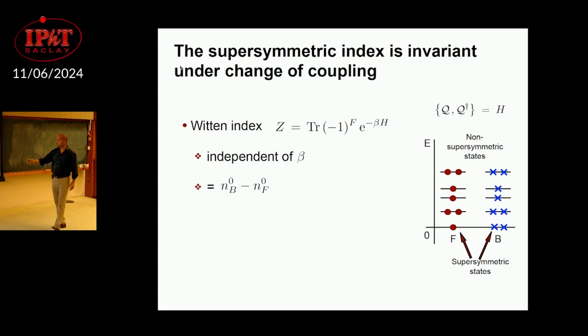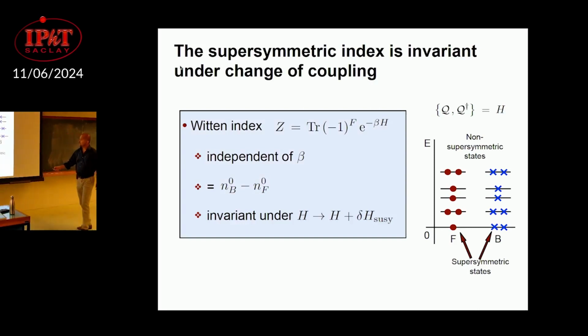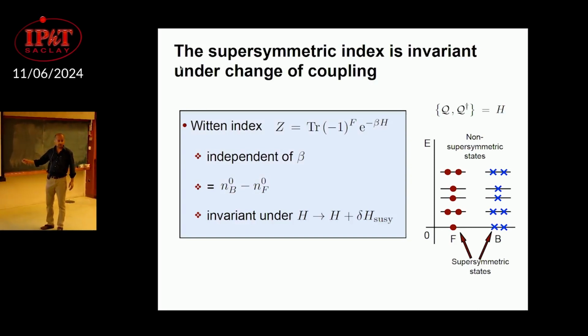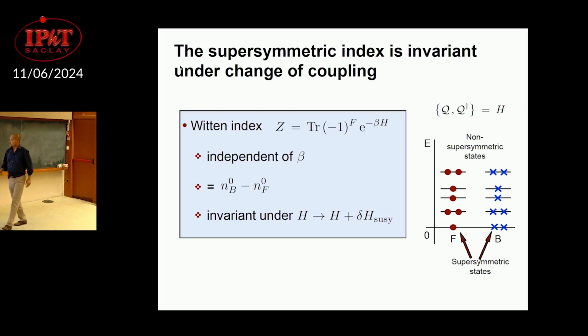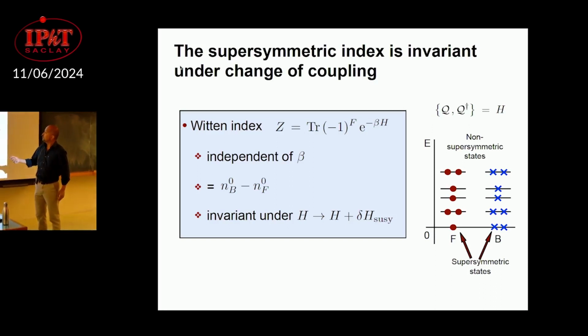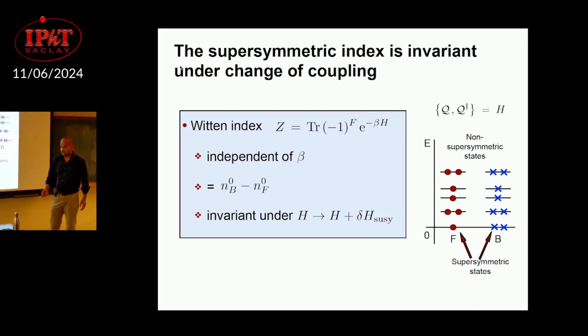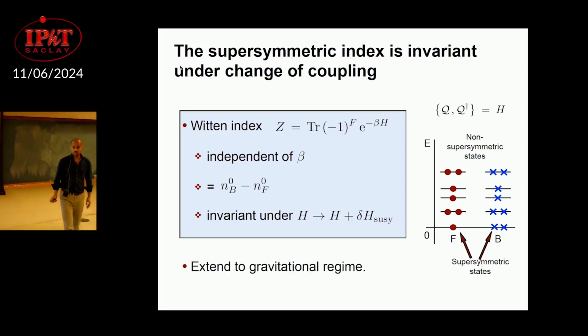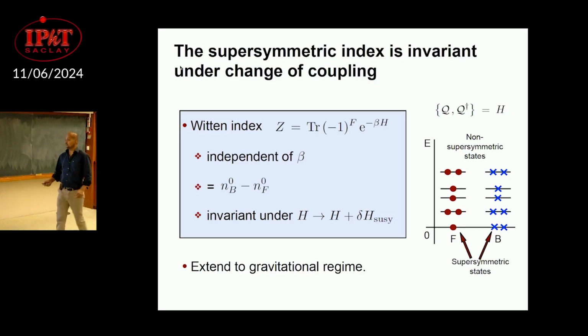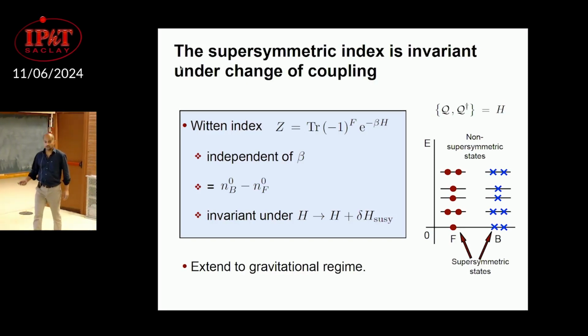Okay, and it reduces to the number of bosons minus the number of fermions, the unpaired states at 0 energy. The same argument also tells us that this index is actually invariant under any deformation of the Hamiltonian, as long as this deformation is supersymmetric. Because any supersymmetric deformation will always change the spectrum in pairs, this argument stays exactly as it is. Now, what we want to do is to calculate this in the microscopic regime, and then extend this calculation to the gravitational regime.